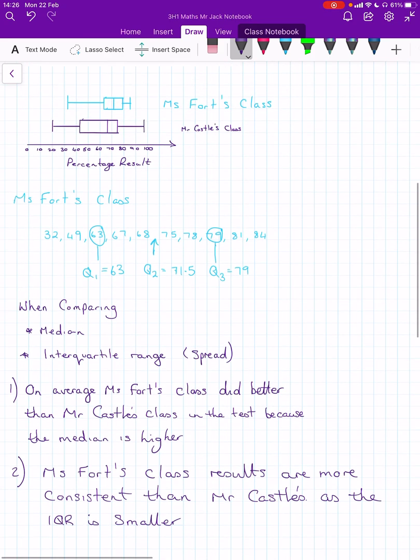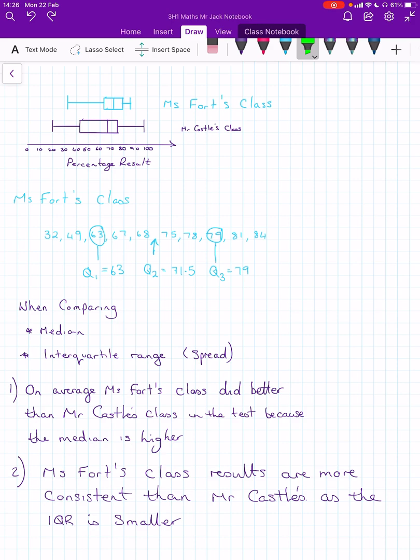Okay, that is the interquartile range in there, inside that box. That's your interquartile range: upper quartile minus lower quartile. So that in there is your interquartile range on both of those diagrams. You can very clearly see that Miss Fort's interquartile range is much smaller than Mr. Castle's, and that's why we can make that statement.